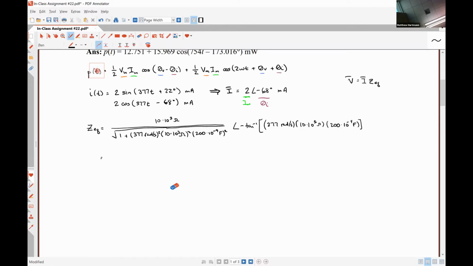All right, so we're going to have 10 times 10 to the 3 divided by the square root of 1 plus 377 squared times 10 times 10 to the 3 squared times 200 times 10 to the minus 9 squared. Oh, my calculator is running out of steam here.